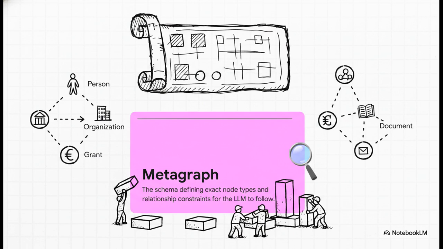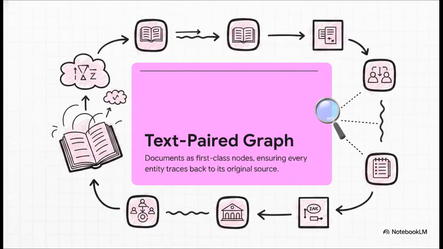It defines the exact schema, the node types we actually care about, like person, organization, document, grant, research topic, and university, and the specific rigid rules for how they're allowed to connect to one another. Now, a really vital design choice for this particular project is the text-paired graph approach, which is sometimes called a text-attributed graph. In this model, the source documents themselves, down to the specific diary page or entry, are treated as first-class nodes in the graph.